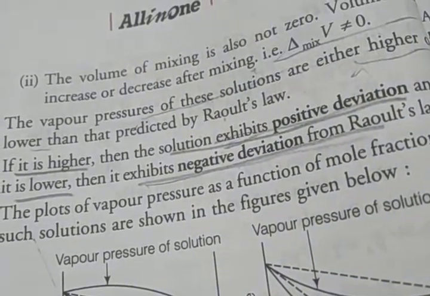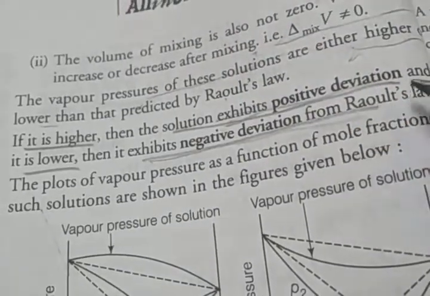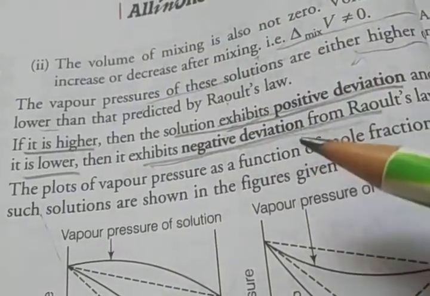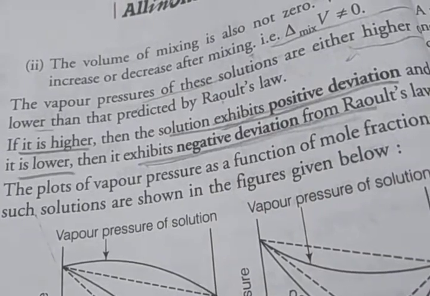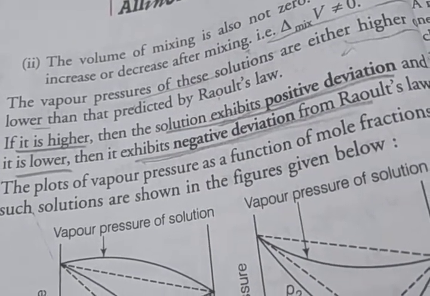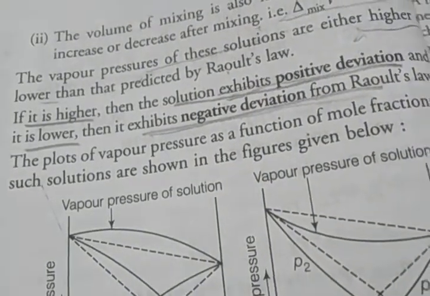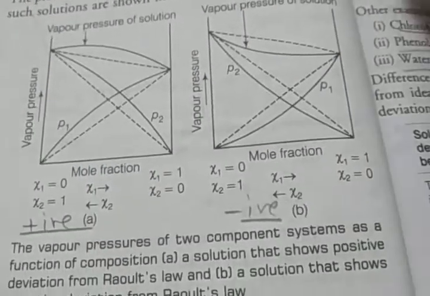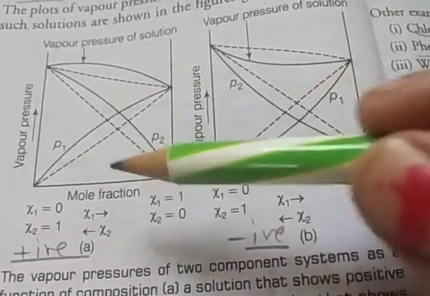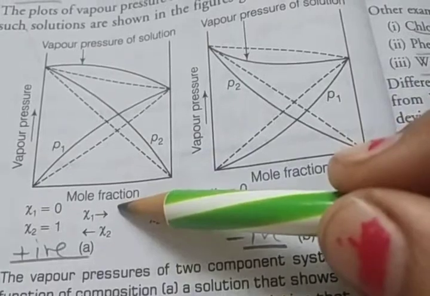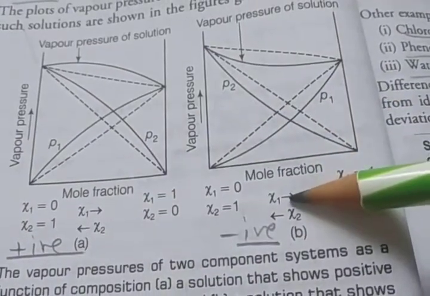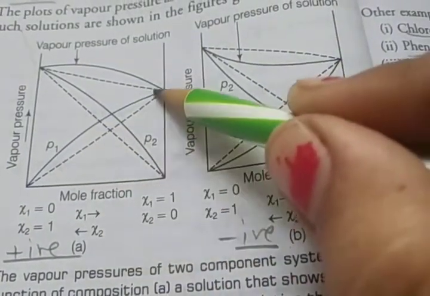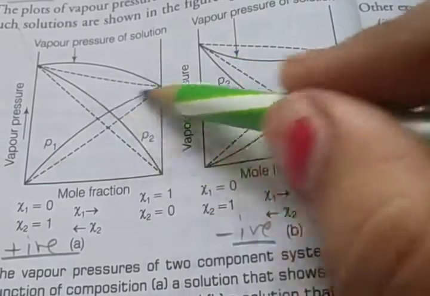If it is higher, the solution exhibits positive deviation. If it is lower, it exhibits negative deviation from Raoult's law. Okay, so here you see vapor pressure and mole fraction. This is the positive deviation and this is the negative deviation. The dotted line is ideal behavior.